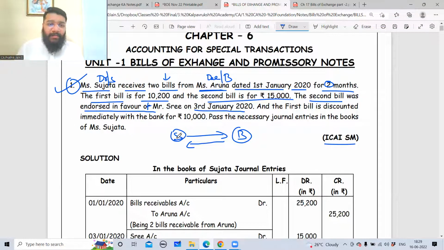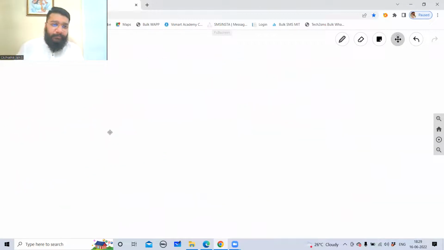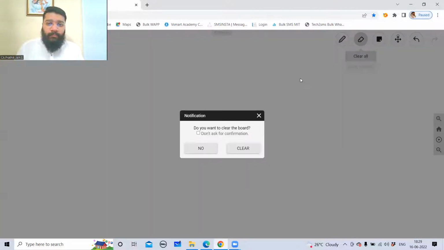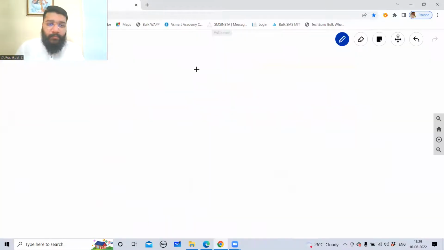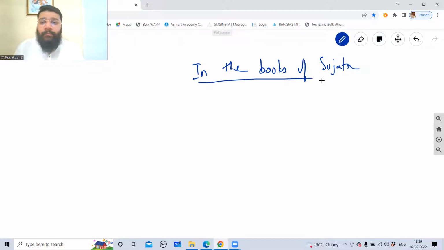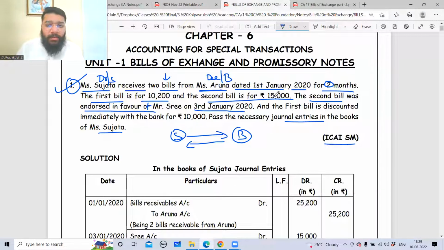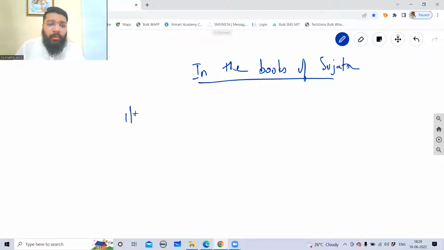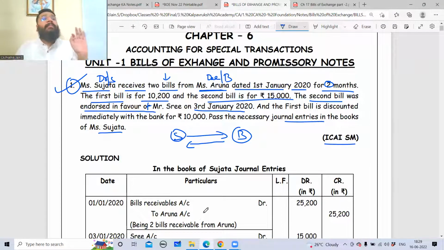Now, guys, very simple. We have to record the entries in the books of Sujata. Sujata is the seller. In the books of Sujata, the first transaction is taking place on 1st Jan 2020, so 1/1/2020. Before that, let me pass a sale entry for my ease of understanding and convenience. It is not required, but still, what will be my sale entry?